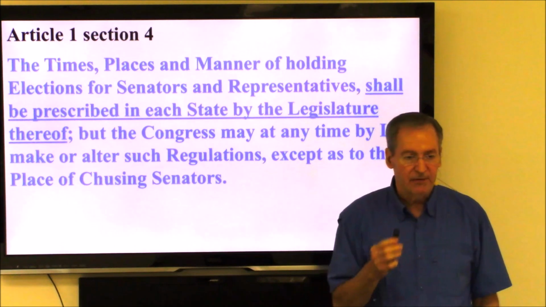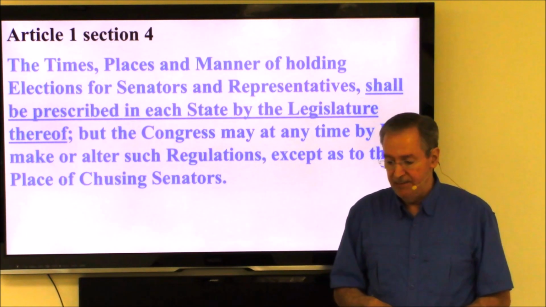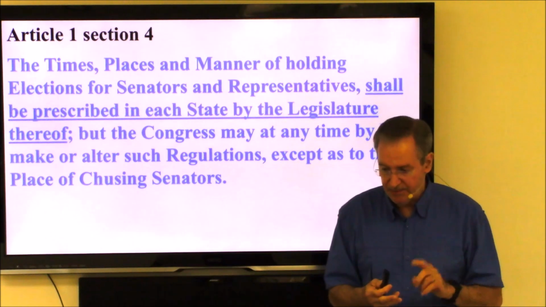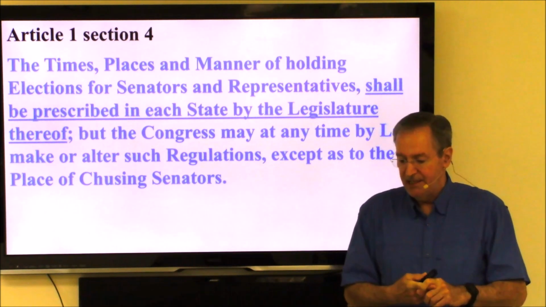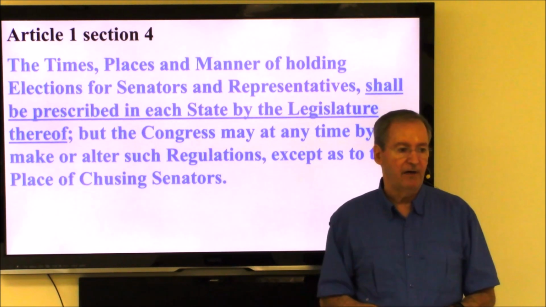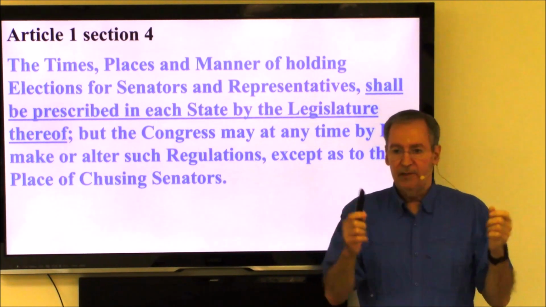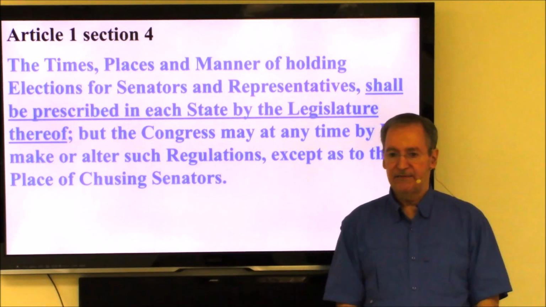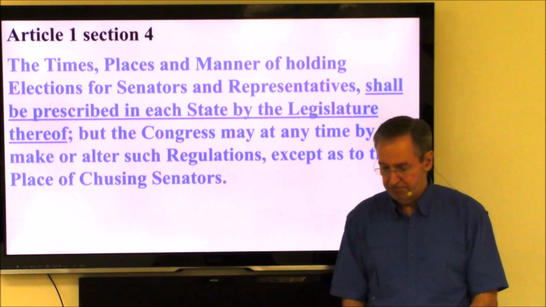Article 1, Section 4 of the Constitution, now listen to this one: "The times, places, and manner of holding elections for senators and representatives shall be prescribed in each state by the legislatures thereof." By who? What are we going through? What have we gone through for the last few years in North Carolina that would touch on this?